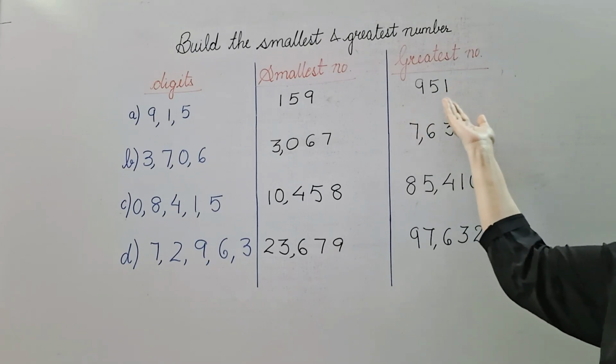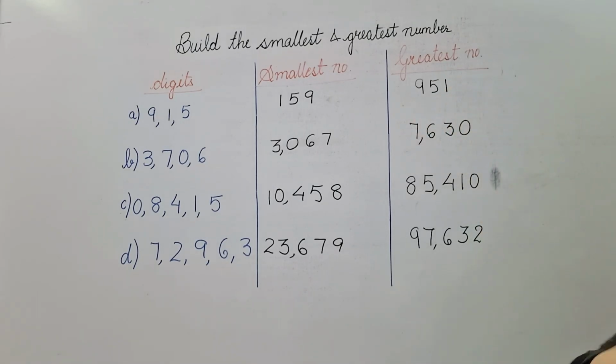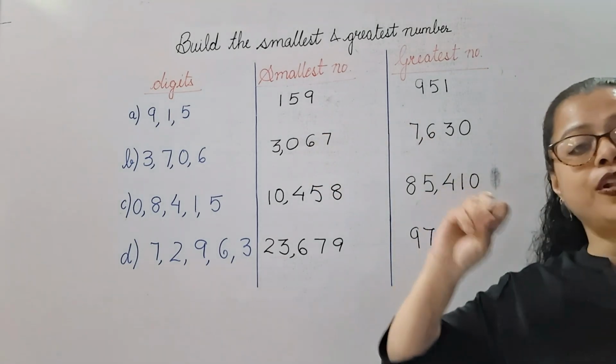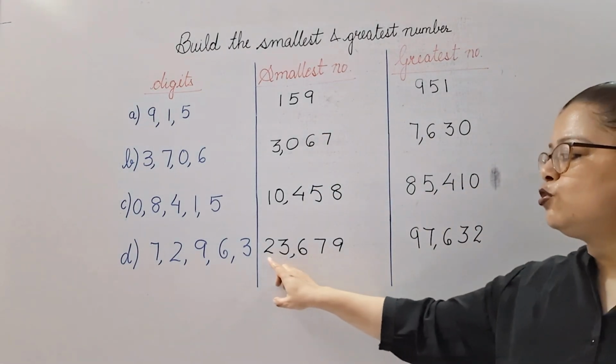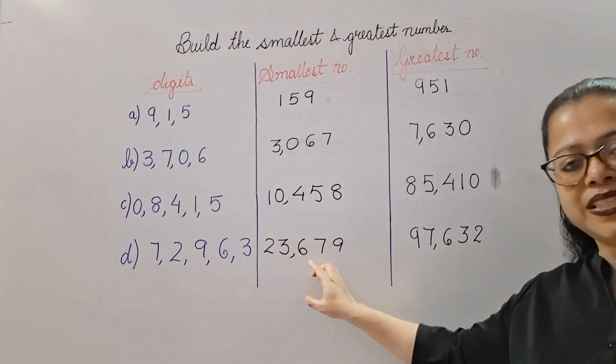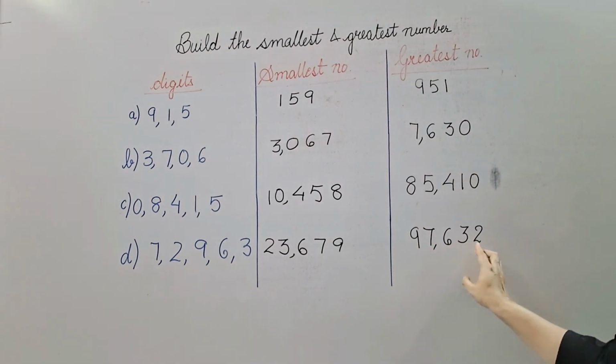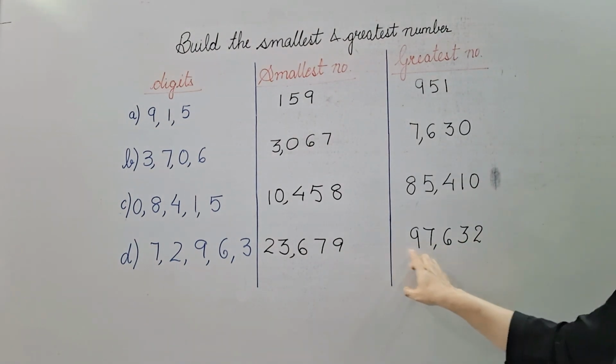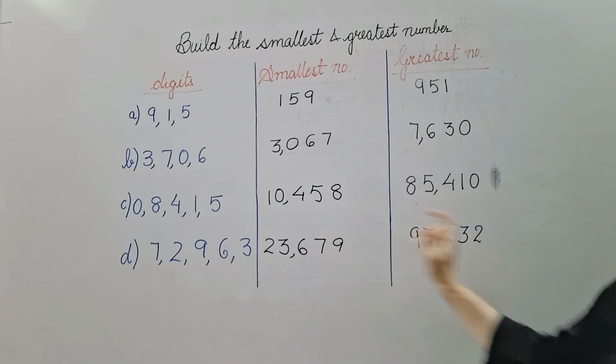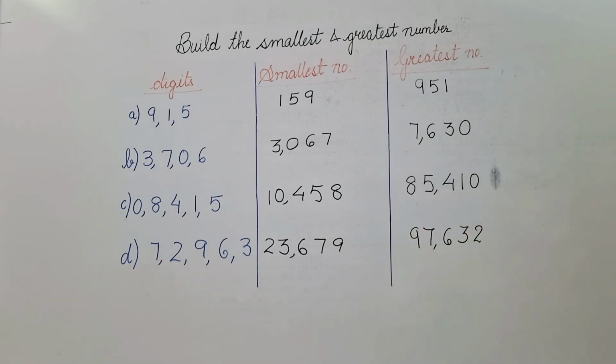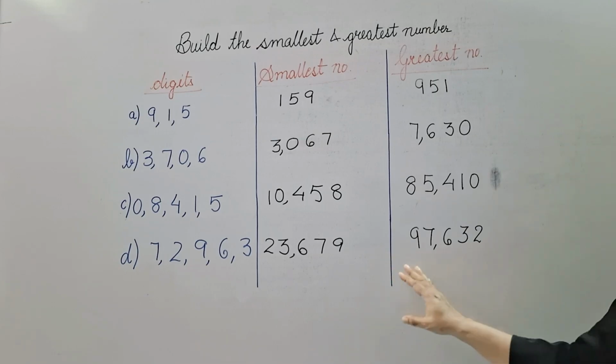So you will form the greatest number. But in the case of 0, this will not work. See here, 23,679. Yes, and just reverse it. So first I have written here 97,632. I have just reversed it. Why? Because this is easy, because there is no zero here.